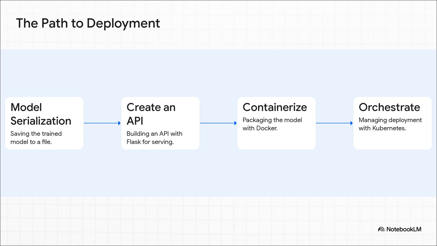Then, we create a kind of service window, that's our API, so other apps can come up and place an order for a prediction. And finally, we put the whole thing in a standardized container, like a to-go box, so it works perfectly in any kitchen, or, in our case, on any server.